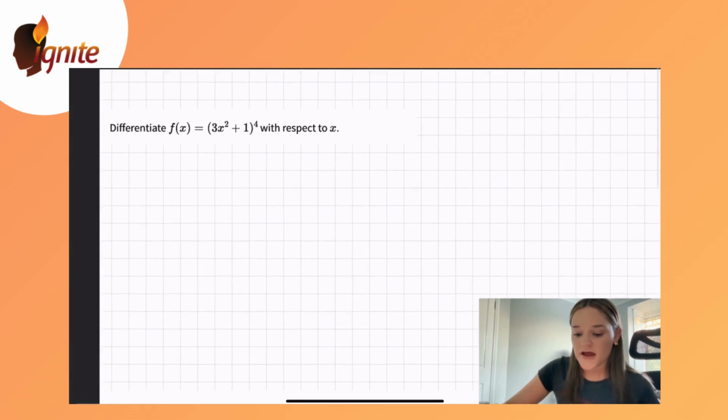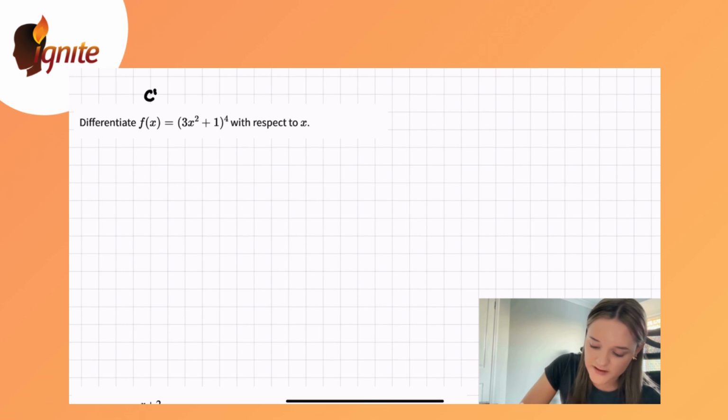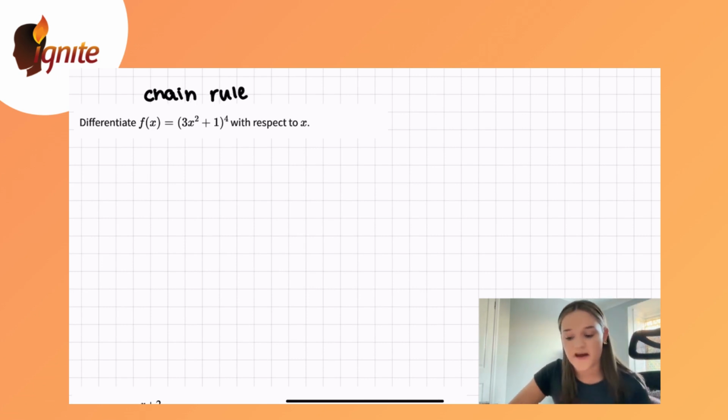Okay, so how can we tell if we need to use the chain rule? We'll start with the chain rule here. Differentiate f of x is equal to (3x squared plus 1) to the power of 4. Because I don't have one x variable sitting outside my bracket, I just have a bracket to the power of something, I know I can use my chain rule here. Chain rule is all about helping you to differentiate units that are to a large power. So it's quicker to use this rule rather than to first expand out that power of 4, for example.